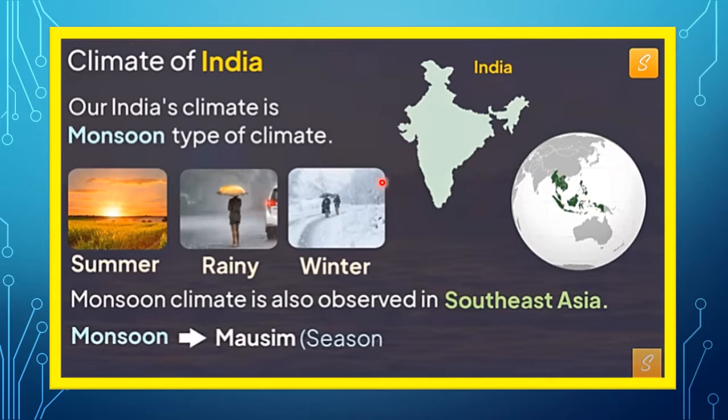Then you will say monsoon means rainy. No, monsoon comes from the word mausim. It's an Arabic word which means seasons. So year to year, we'll have summer season, then rainy season, and then winter season. India and Southeast Asia all have monsoon type of climate.